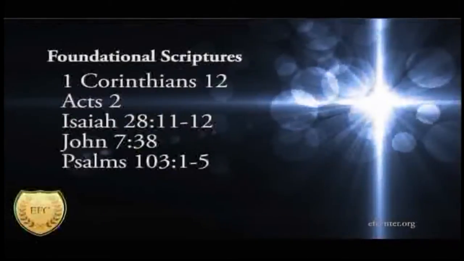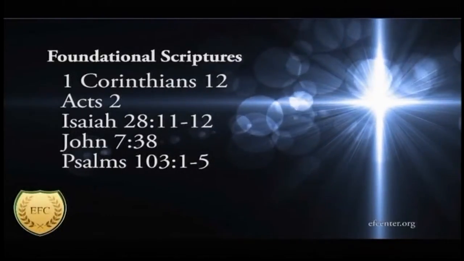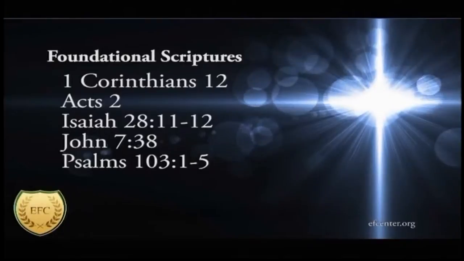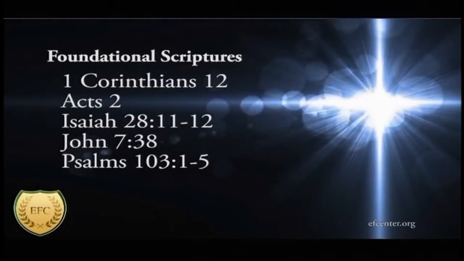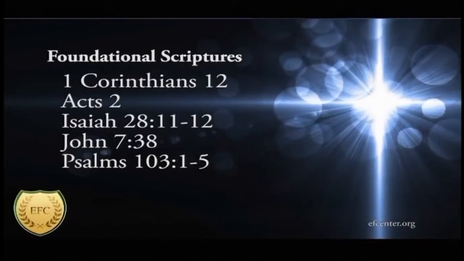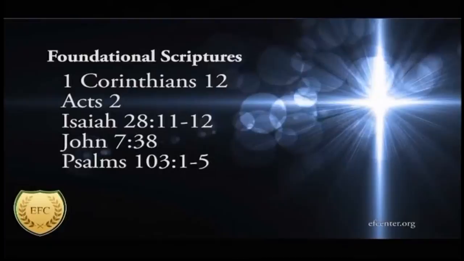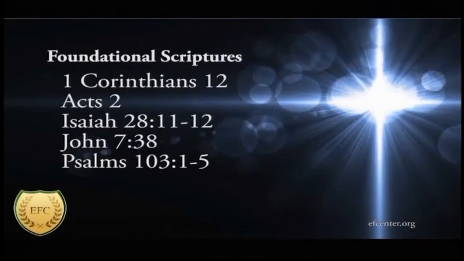Our foundational scriptures are going to be 1 Corinthians chapter 12. We're going to start there. And after that, we're going to go into Acts chapter 2, on the day of Pentecost when the church came. We're also going to go to Isaiah 28, verses 11 and 12, and then John 7:38, and then we'll end up in Psalms 103, verses 1 through 5. We may go a little bit different from those, but these are the foundational scriptures, and you can go back and look at them also.